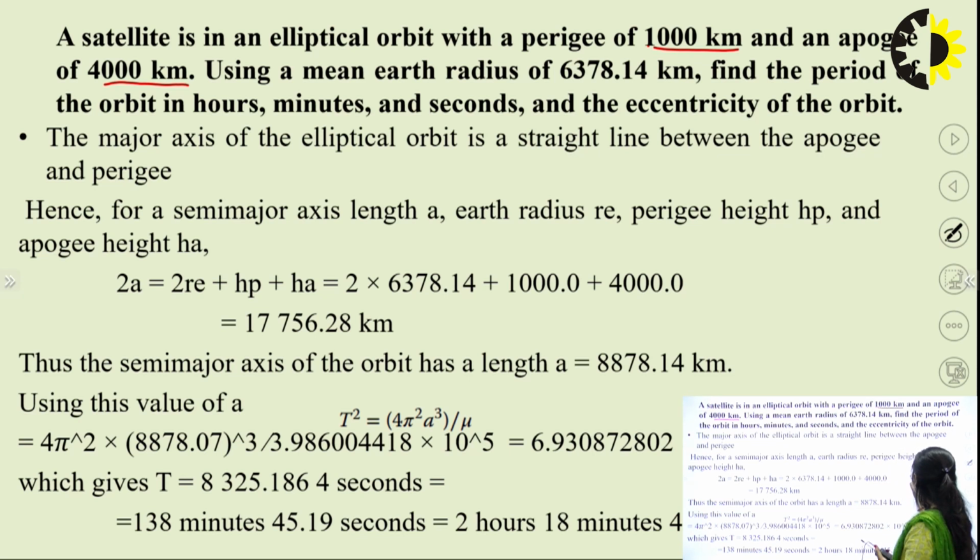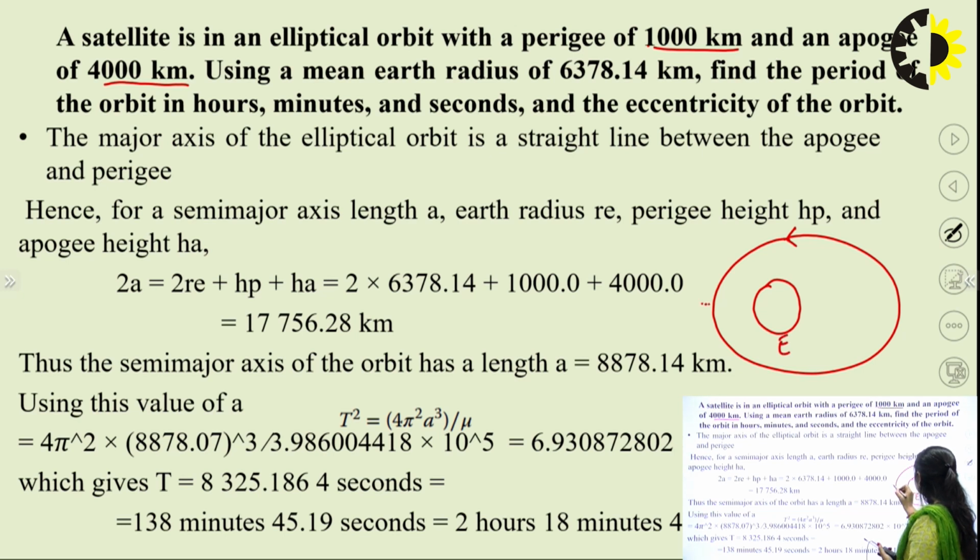So let's see. If this is the satellite orbit, here I have the Earth. This is the perigee point. This is my apogee point. So it says the elliptical orbit has a perigee at a distance of 1000 km. So this distance I have the height of perigee. This distance I have the height of apogee, which is actually 4000.